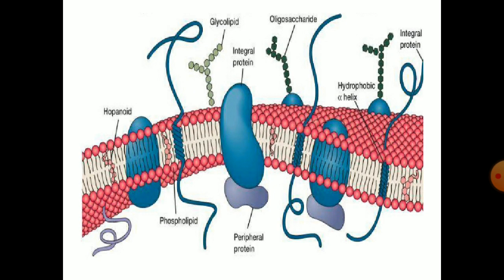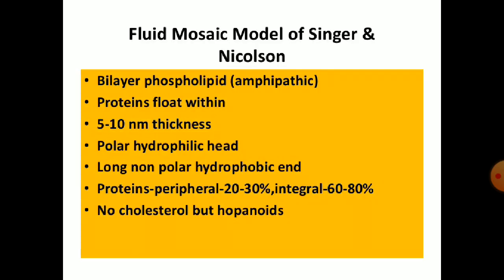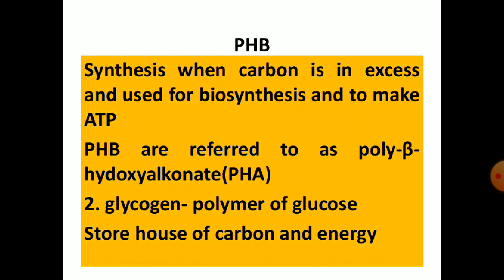This is the structure of the cell membrane. Next is the fluid mosaic model. A phospholipid bilayer with amphipathic proteins floating within, 5 to 10 nanometers in thickness, with a polar hydrophilic head and a long non-polar hydrophobic end. Proteins are peripheral 20 to 30% and integral 60 to 80%. No cholesterol, but hopanoids. The internal structure of the membrane is tubules, vesicles and lamellae.